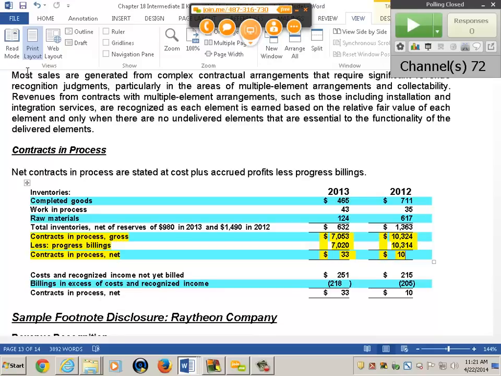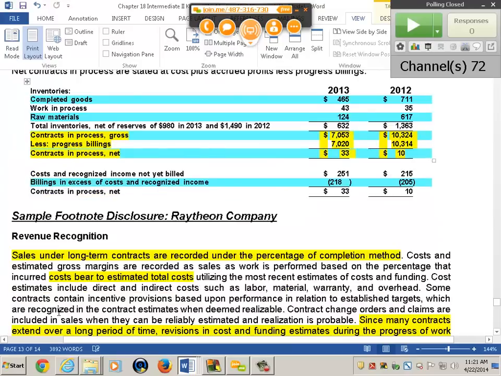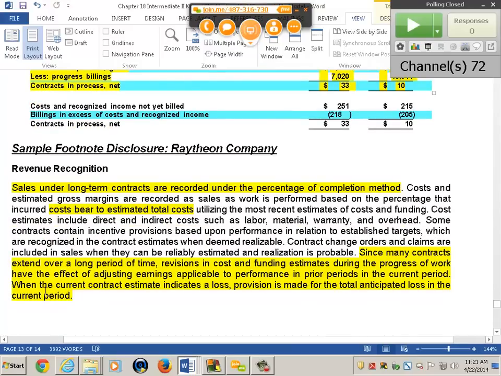Let's go to the next one. This I didn't change the name because there's no numbers or anything in here. So in Raytheon, they use percentage of completion also, and they're using the cost-to-cost basis, which means that the degree completed is the ratio of cost incurred to date over the estimated total cost. And then they also tell you, the last highlight here, since many of the contracts extend over a long period of time, revisions and funding estimates during the progress of the work have the effect of adjusting earnings applicable to the performance in prior periods in the current period.